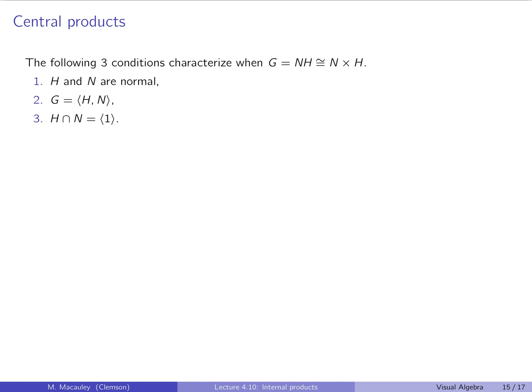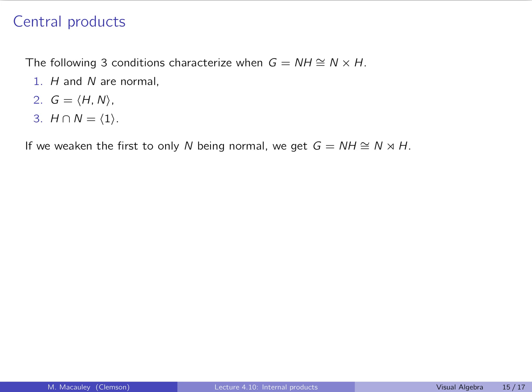I want to finish this lecture by talking about central products, and in particular, I want to compare them to direct products. So the following three conditions characterize when G is a direct product of two of its subgroups, N and H. N and H have to be normal, and then N and H are lattice complements, which means that they generate G. Because N and H are normal, we can write this as just NH, and then they intersect trivially.